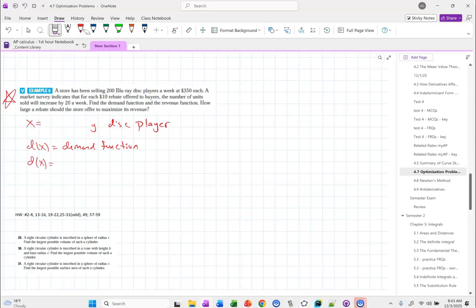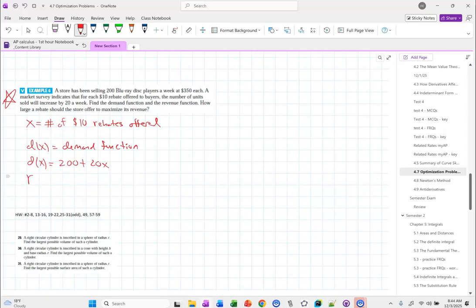I don't want x to be Blu-ray disc player. So my demand function should be 200 plus, or sorry, 20x. Right, and x is going to be the number of $10 rebates offered. That makes sense to you guys?